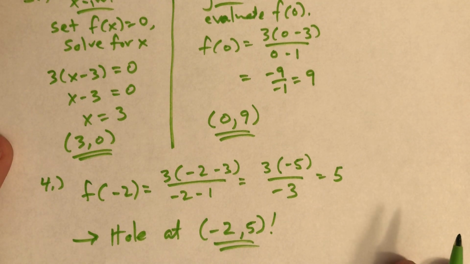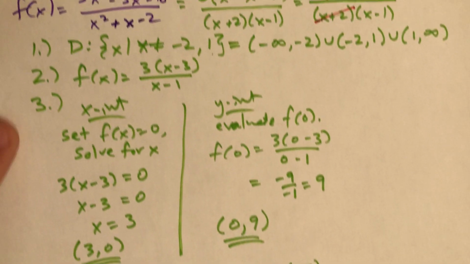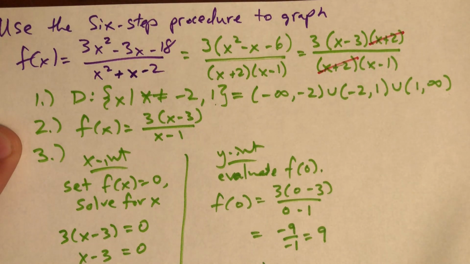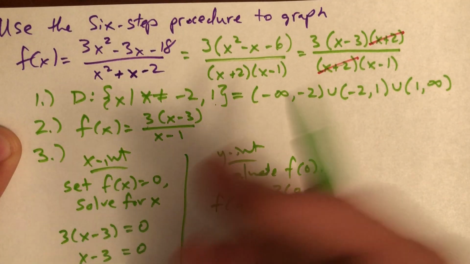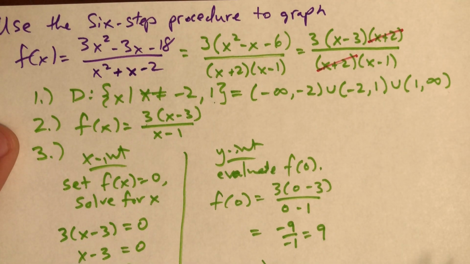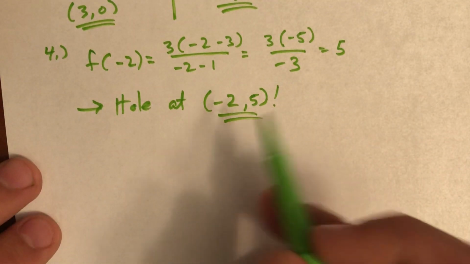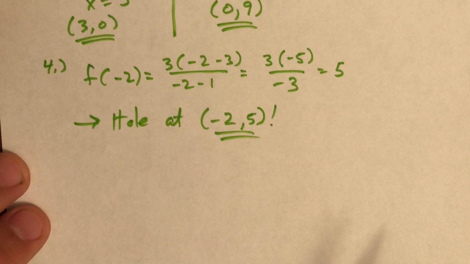Our initial domain restriction got factored away in step 2 when we reduced this. Our domain restriction didn't really go away, but it went away in the sense that it's not present in the reduced function, right? That behavior that took it away from our domain doesn't exist anymore in the reduced function. But we still have to account for it, which is why it's a hole, and it's not a vertical asymptote.